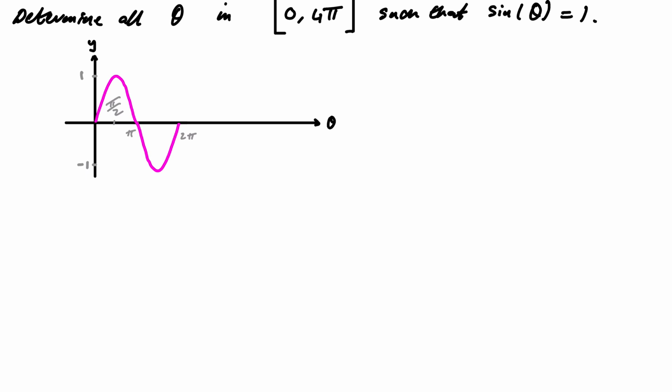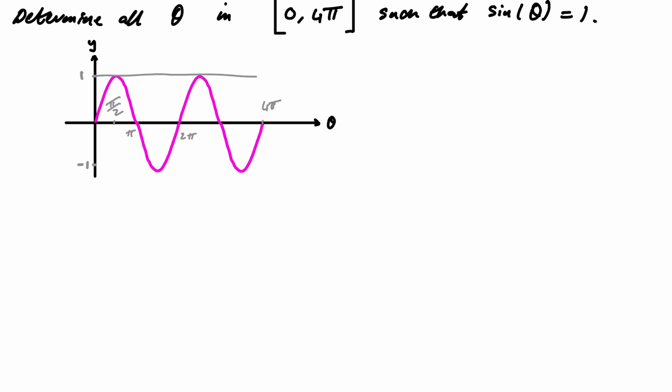Okay, so what happens? Well, after this it repeats itself. So all we've got to do is take this and repeat it. So what does that look like? It's going to go to there, and that's going to end up at this position over here, which is 4 pi. Okay, so using this graph, we're going to be able to work out fairly easily where it's equal to 1.